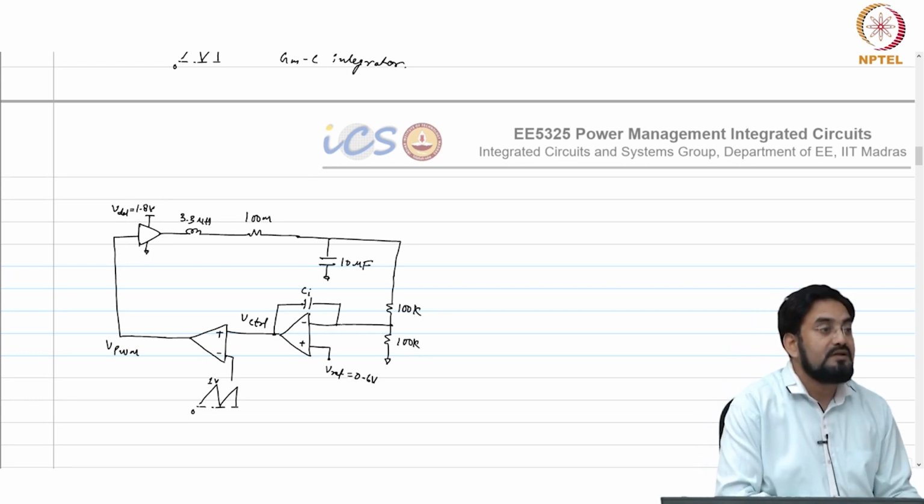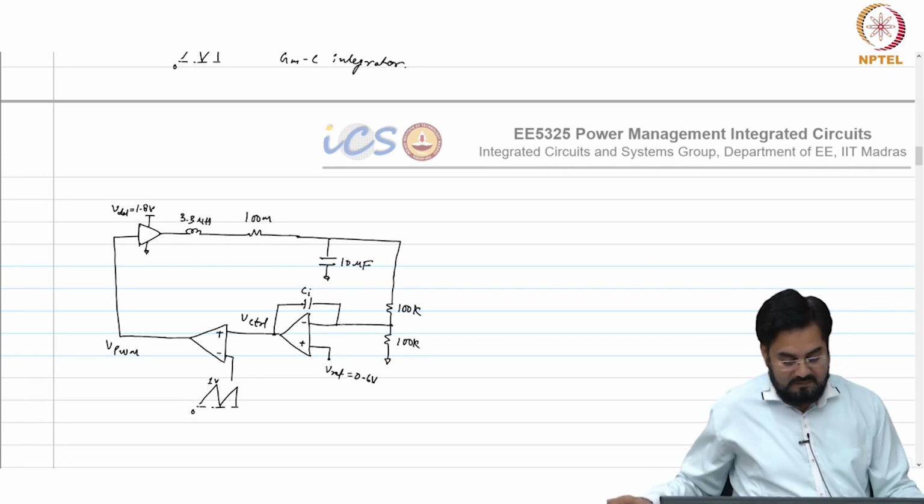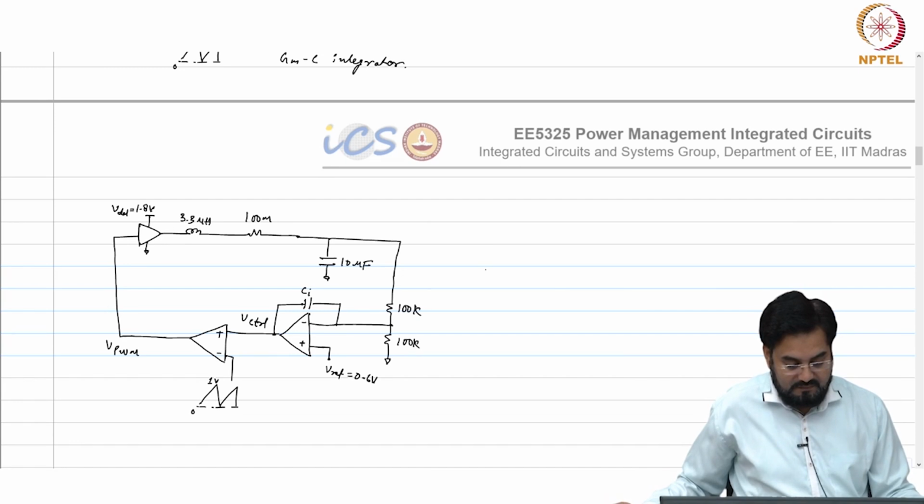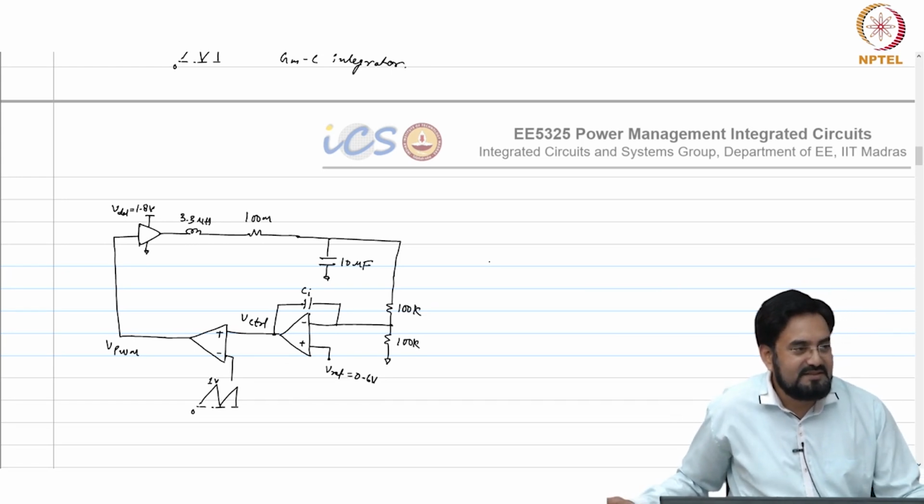Means that the input capacitance of this op-amp will be higher due to the Miller effect. But how does it matter? That's how you form the integrator. Your capacitor is very high. If you have infinite gain, that's why you get the integrator.